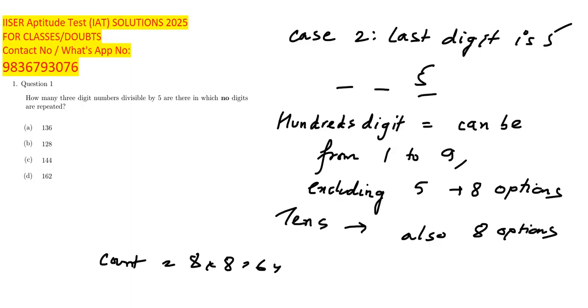So then what is the total count? Previously we have counted 72. 72 plus 64 is 136. So my correct option is A.